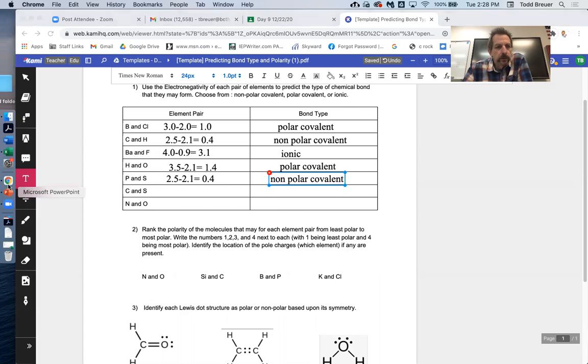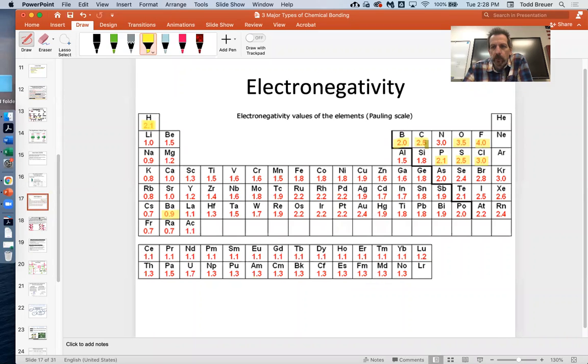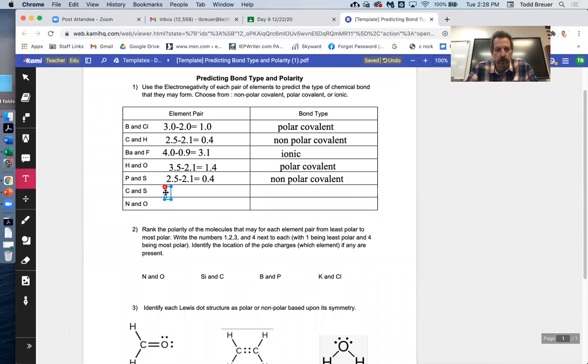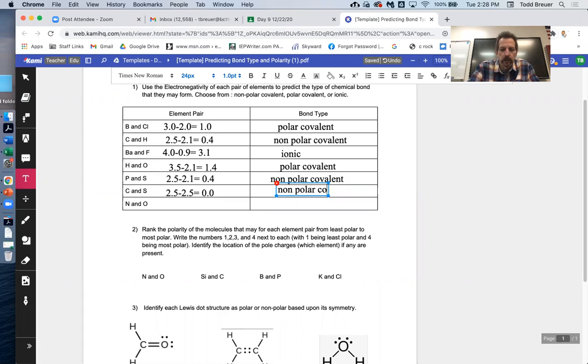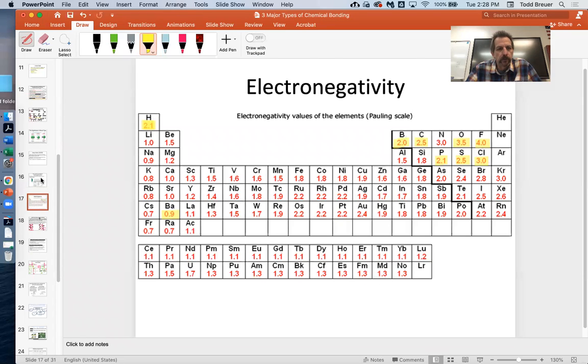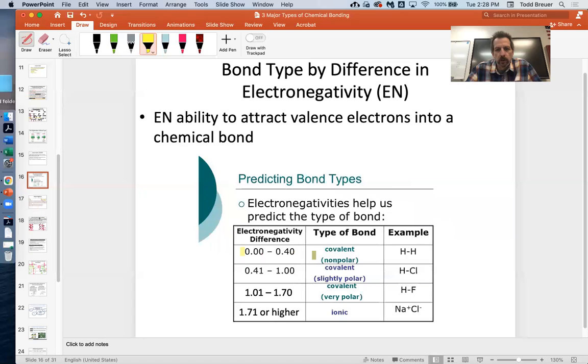C and S. So C and S, C is 2.5, S is 2.5. Interesting. Same electronegativity value. Well, the difference there is going to be 0. 2.5 minus 2.5, right? 0, right? So once again, non-polar covalent, right? That falls in that range. If I just were to show you here again, that falls in that range right here, 0.0 to 0.4. So non-polar covalent once again.